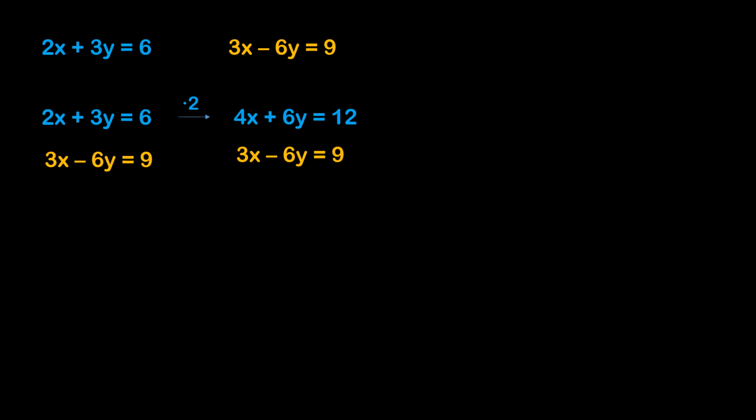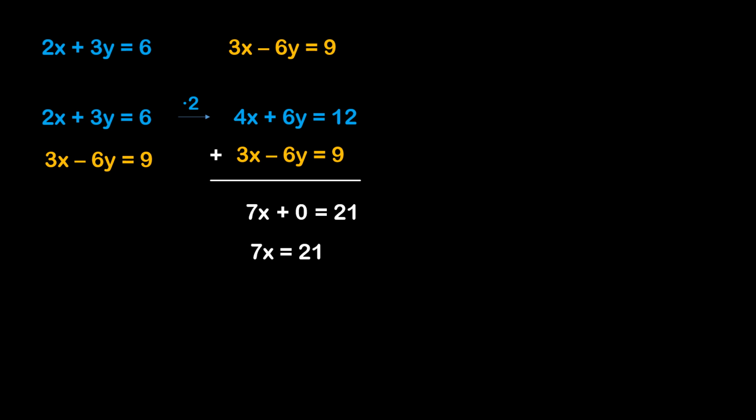And so the whole reason we multiplied the first equation by 2 is because we can now see that we can add the two equations together to cancel the 6y and negative 6y terms. So if we add these two equations together, we have that 4x plus 3x is 7x, 6y plus negative 6y is 0, and 12 plus 9 is 21. So we have 7x plus 0 is 21. That is 7x is equal to 21.